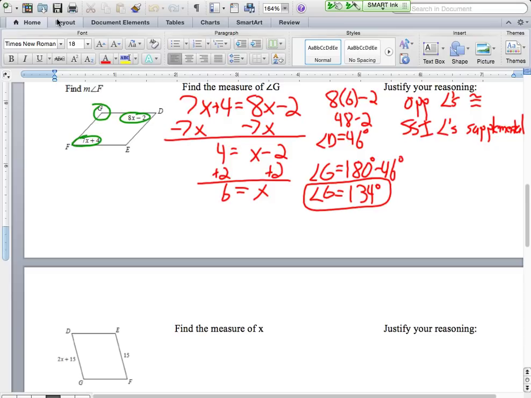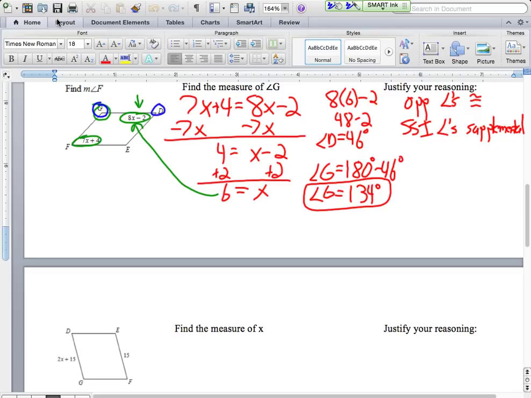Now, once we know x equals 6, we've got to plug that back in to find the measure of either D or F. So let's say we plug it in for D. 8 times x minus 2, so we plug in 6 for x. So 8 times 6 minus 2, and we get 46 degrees. But we don't want to know angle D. We want to know what's angle G. So now you've got to use your other property that tells you these two angles, angle G and angle D, are supplemental because they're same side interior angles.